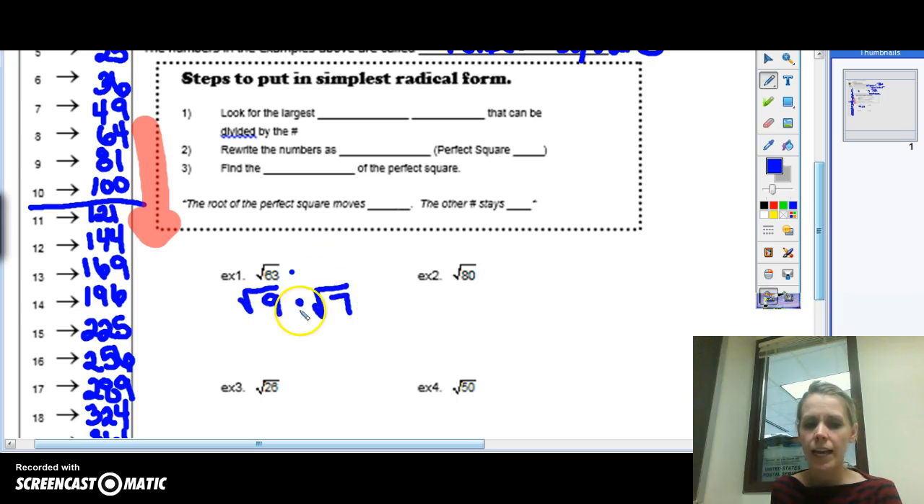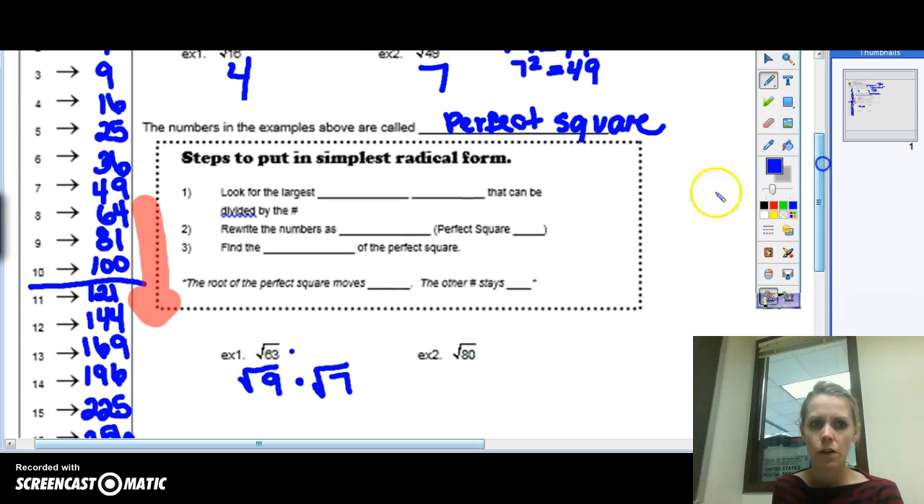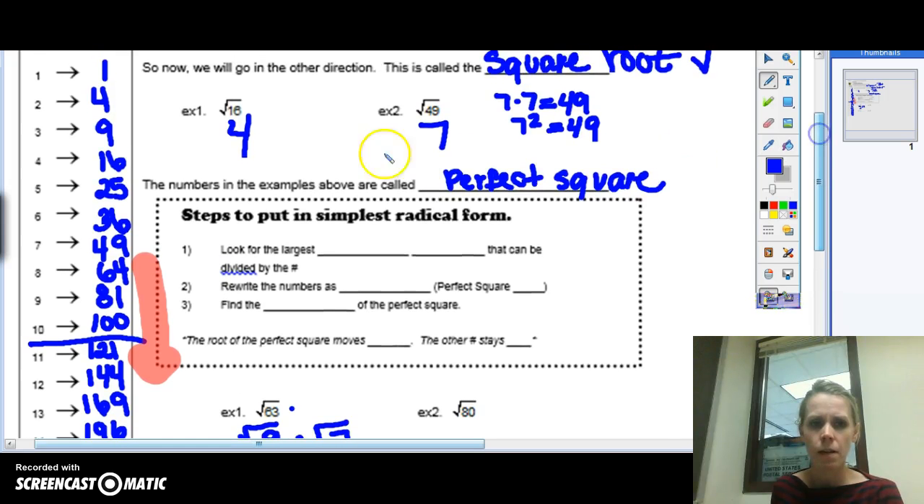The square root of 9 times the square root of 7 equals the square root of 63. I'm just breaking it down because it's not perfect, okay? So I'm going to figure out what the square root of 9 is. Oh, that's on my list. The square root of 9 is just plain old 3. Okay? If it's perfect, it comes out just like we did up here.